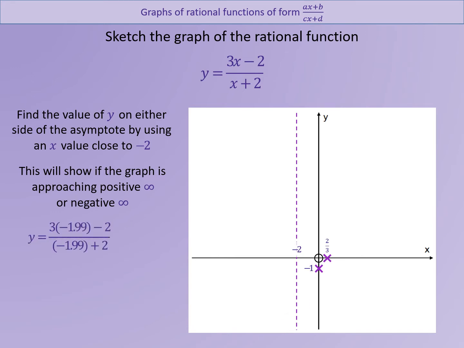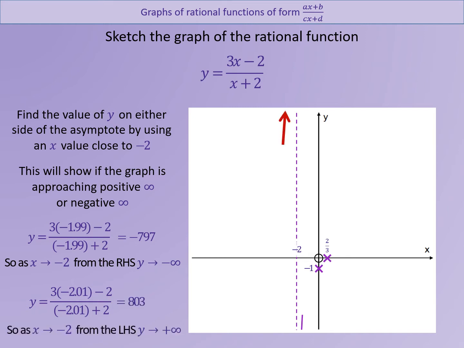So just to the right hand side of minus 2 then, if we choose x to be minus 1.99, substitute that into our function, that gives us a value of minus 797, which is telling us that the graph is approaching negative infinity from the right hand side. And then if we choose a number that is just to the left hand side of that line, so minus 2.01, that gives us 803. So that is approaching positive infinity from the left hand side. So we sort of have this rough shape of what the graph should look like at this point.